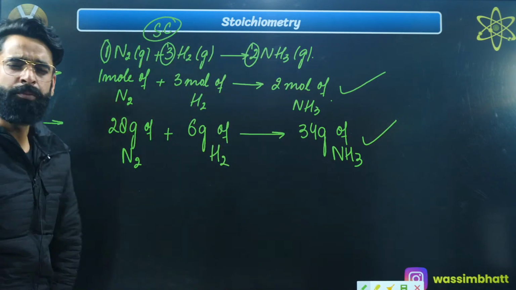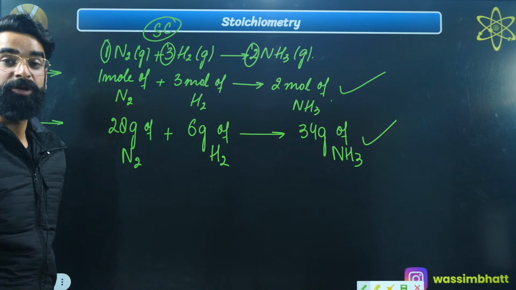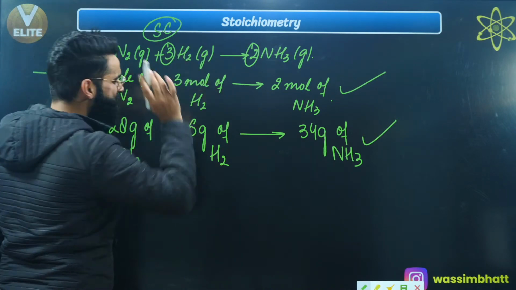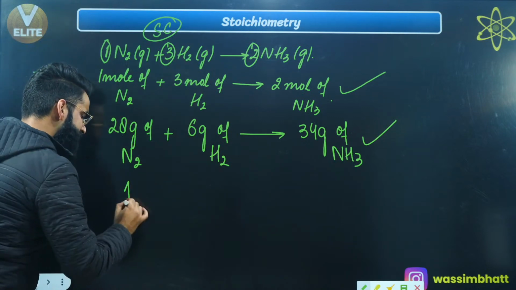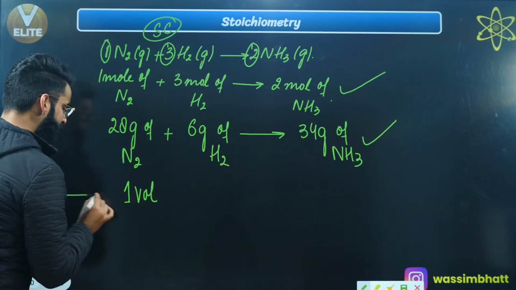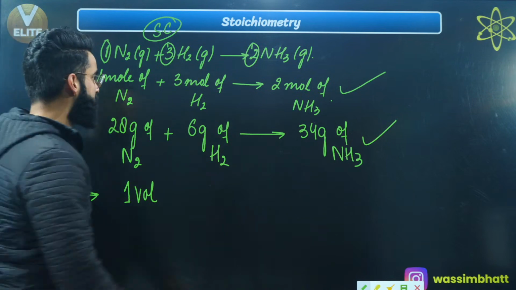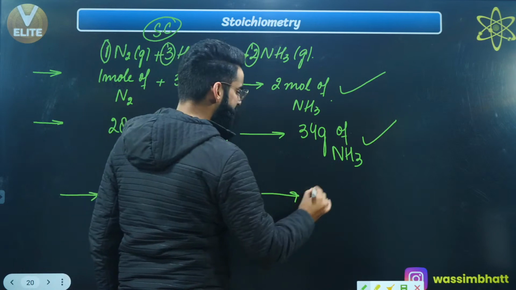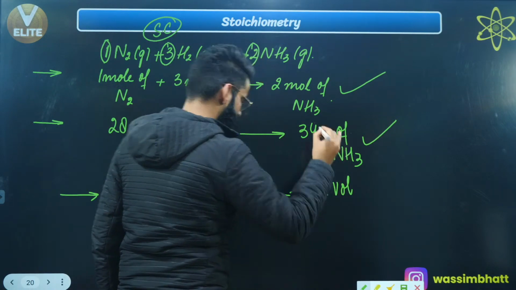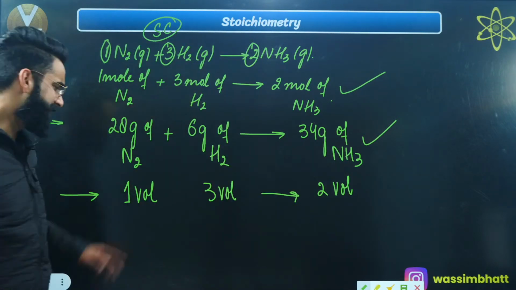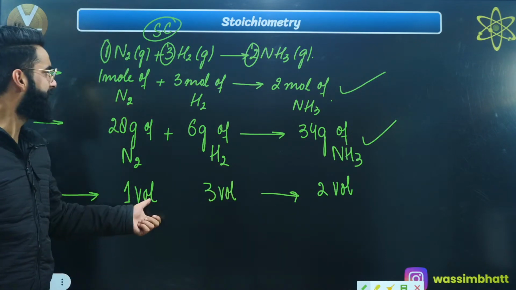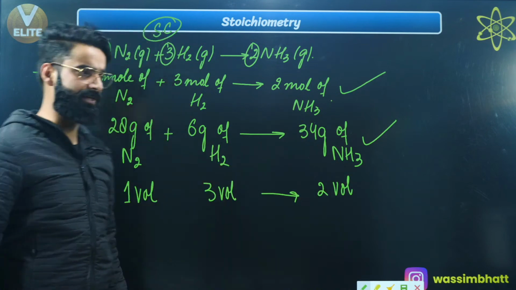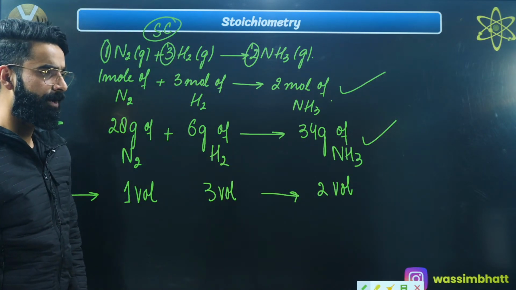I can write one more statement as well, but that is going to be in volume now. I can treat these stoichiometry coefficients directly as volume as well. I can say 1 volume of N2 completely reacts with 3 volumes of H2 and liberates 2 volumes of NH3. What does that mean? You can take this volume in liters. You can say 1 liter of N2 completely reacts with 3 liters of H2 and liberates 2 liters of NH3. No issues at all.